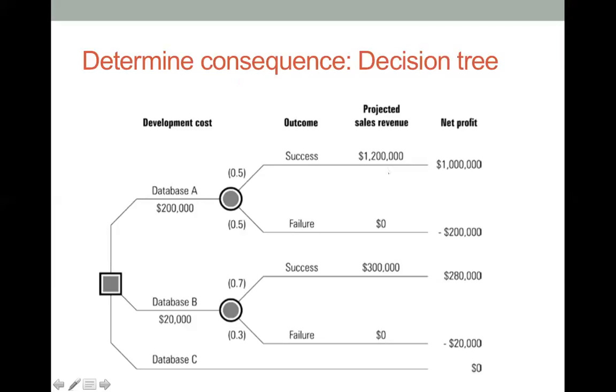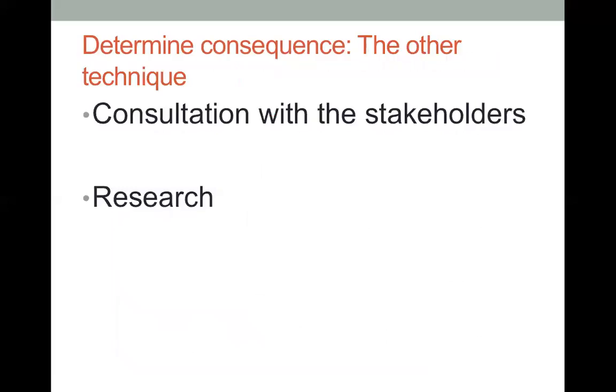That's the outcome. If we are successful in developing that database, we'll earn $1.2 million. If we fail, then that's it. We don't earn anything, and in fact we must pay the cost, $200,000. That means we are losing $200,000. We can also look at the other options, which are developing database B or database C. Hopefully that gives you an idea in terms of measuring the consequence.